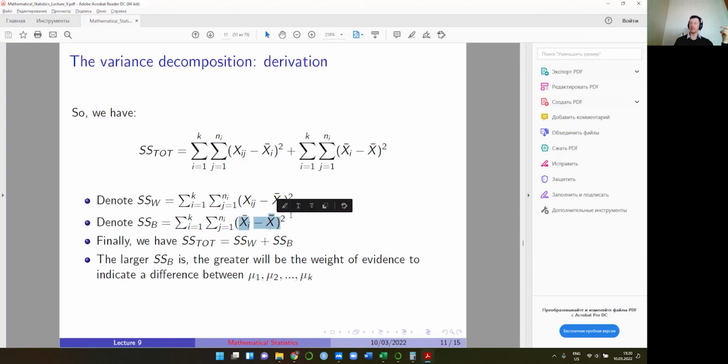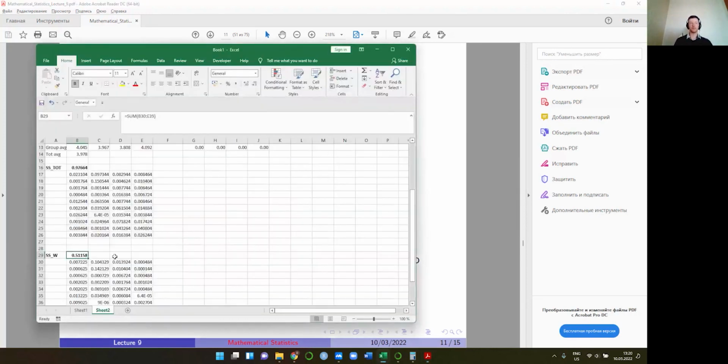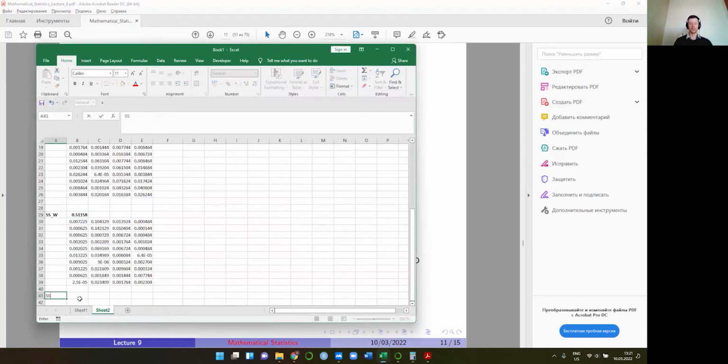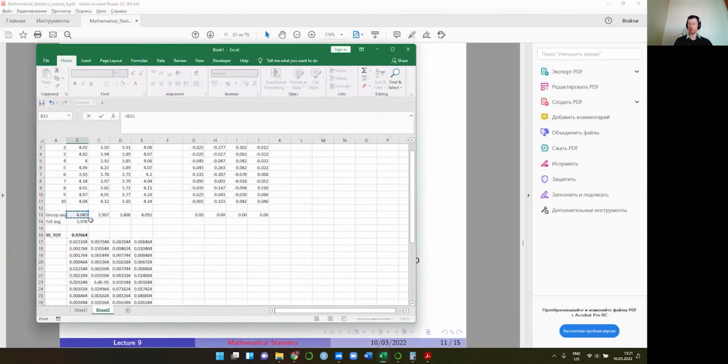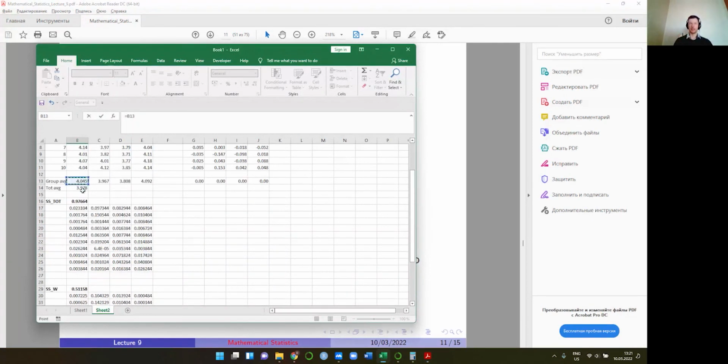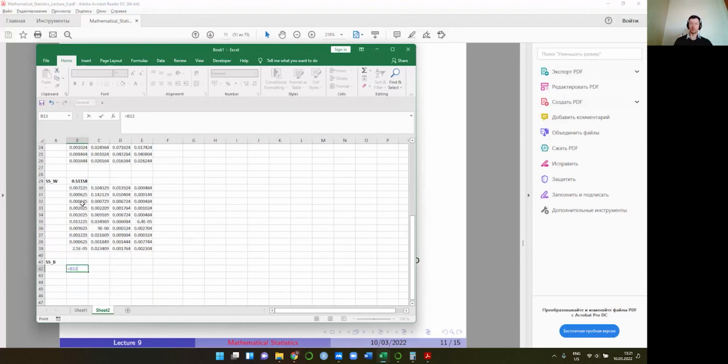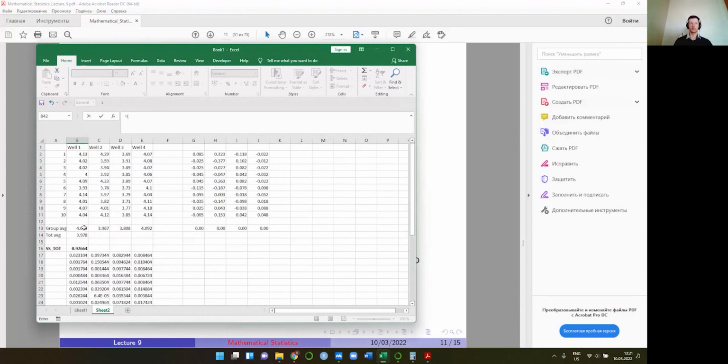But look, these differences are the same for every column. For the first column and every line, I will have 10 similar numbers. xi bar minus x bar. That's what happens. So that's going to be SSB. So what happens here? I'm taking xi bar, which is the group average. And for every line in my data, I subtract the total average. So 10 times. Basically, that's what happens.